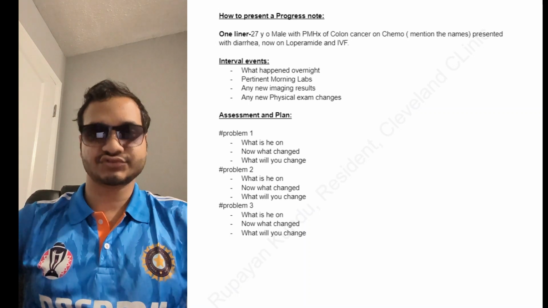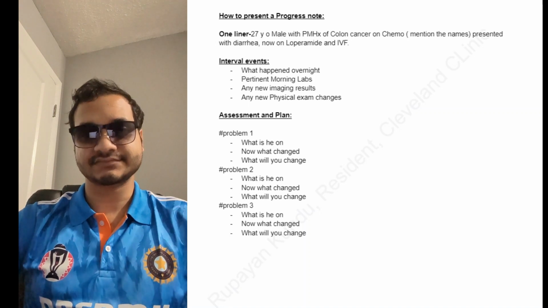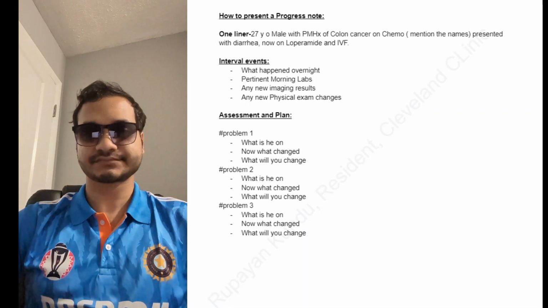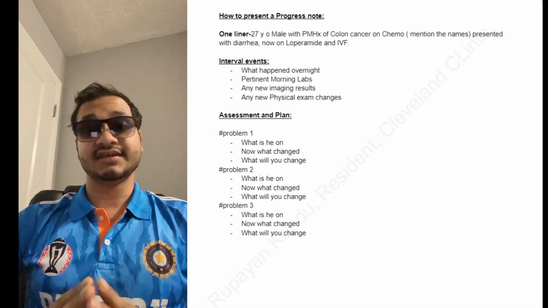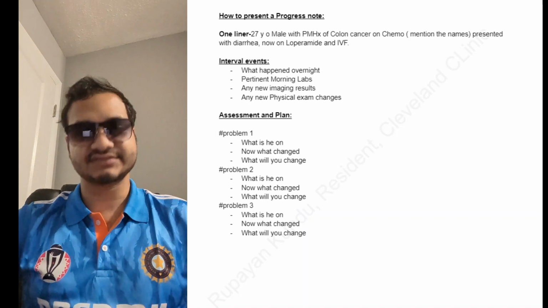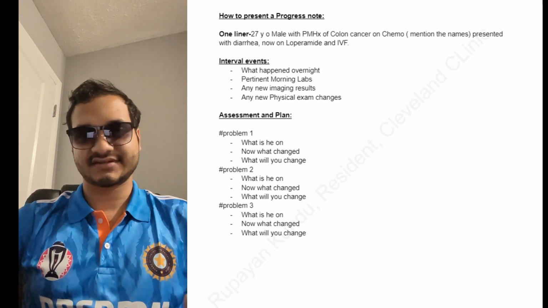If it's not getting better, then what do you do? If it's getting better, then just continue those, or if you want to de-escalate the treatment, that's fine too. Then the third problem is type 1 diabetes. You don't need to say he has type 1 diabetes and was on insulin, you don't need to say all of this. You say he has type 1 diabetes, now we're continuing insulin. That's it. Nothing else at all.